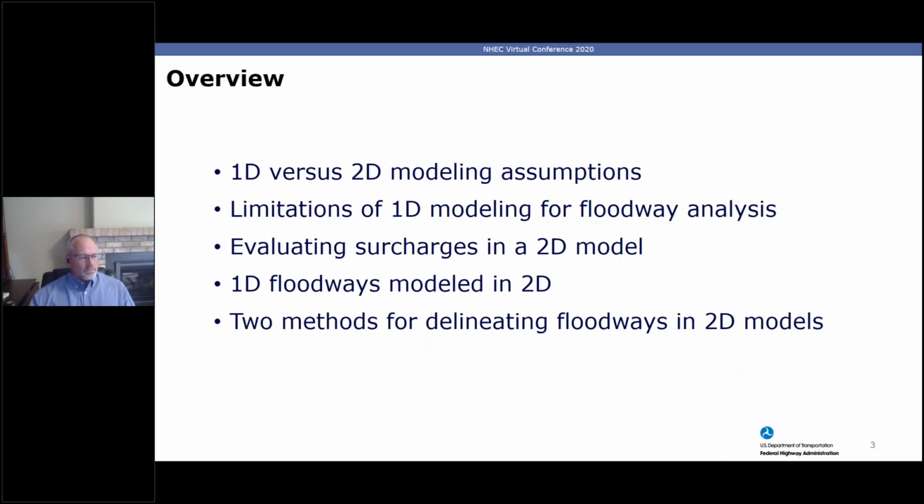All right. So here's a quick overview of my presentation. I'll cover modeling assumptions and the limitations of 1D modeling for floodway analysis, and then I'll present a new methodology we propose for evaluating surcharge, and then we'll take a brief look at the results of modeling a 1D floodway and a 2D model, and then I'll introduce two methods for delineating floodways within the 2D model.